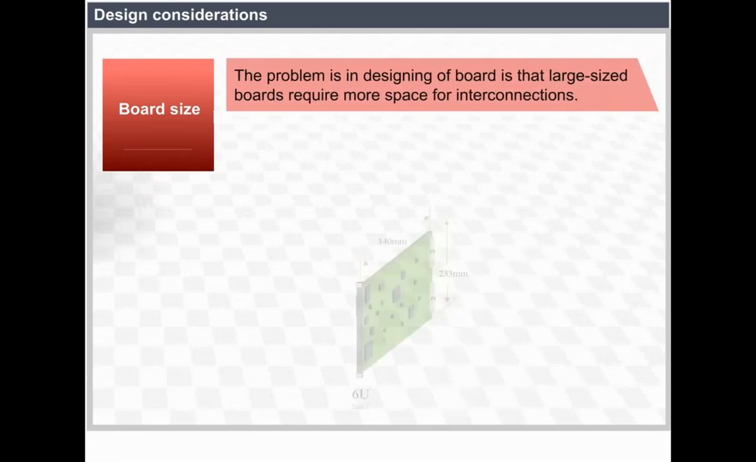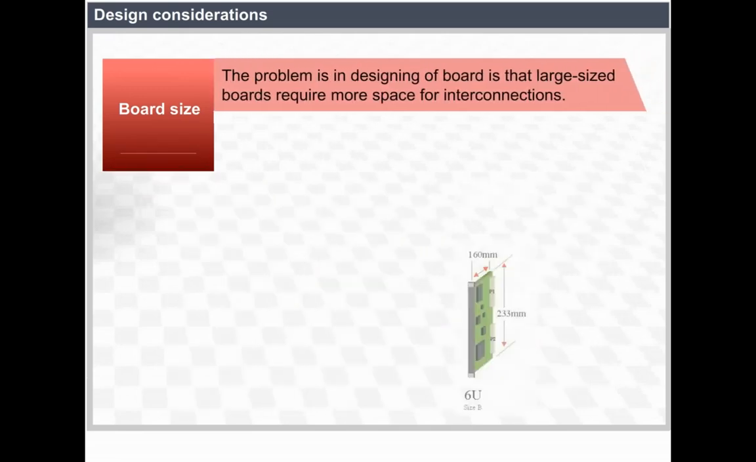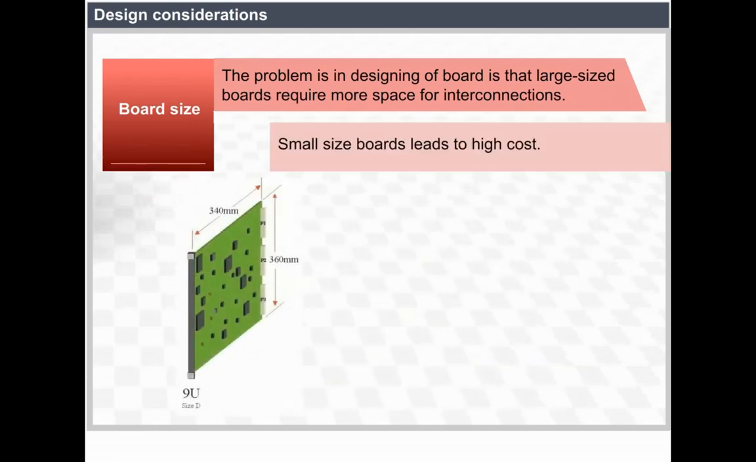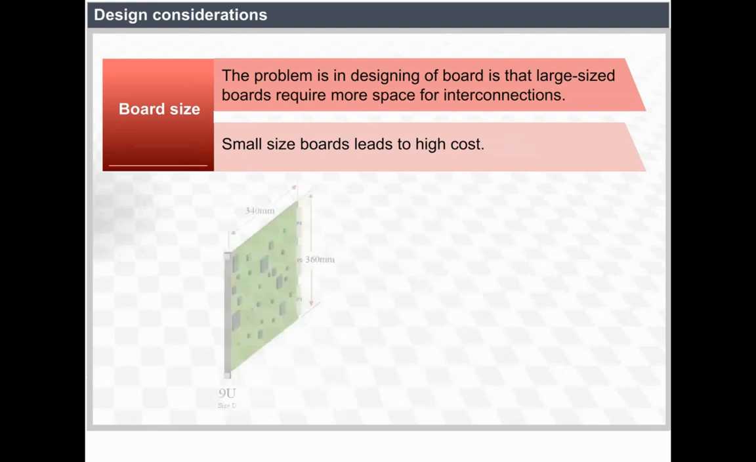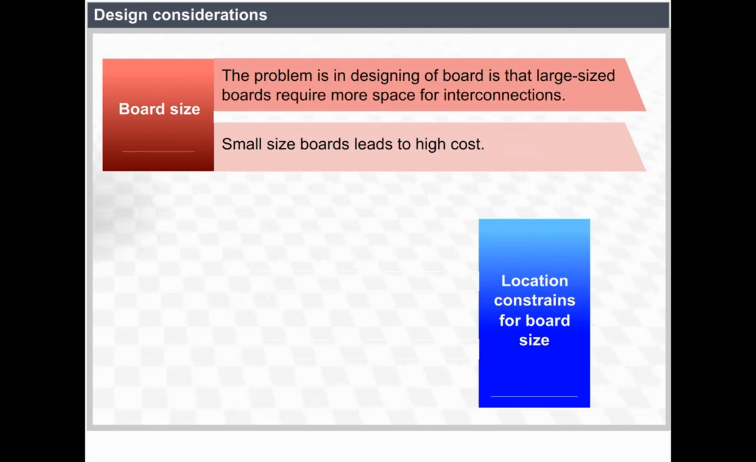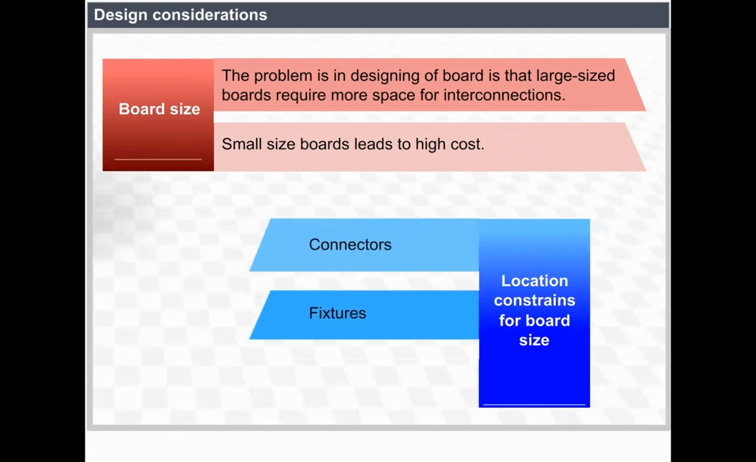Board size. The problem in designing a board is that large size boards require more space for interconnection. Small size boards lead to high cost. Location constraints for board size: connectors, fixtures, adjusting devices.